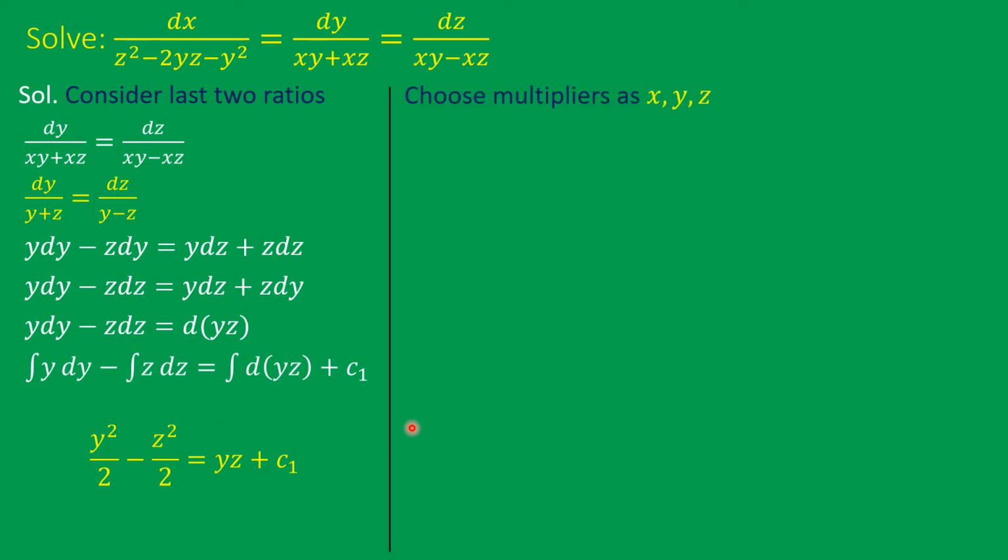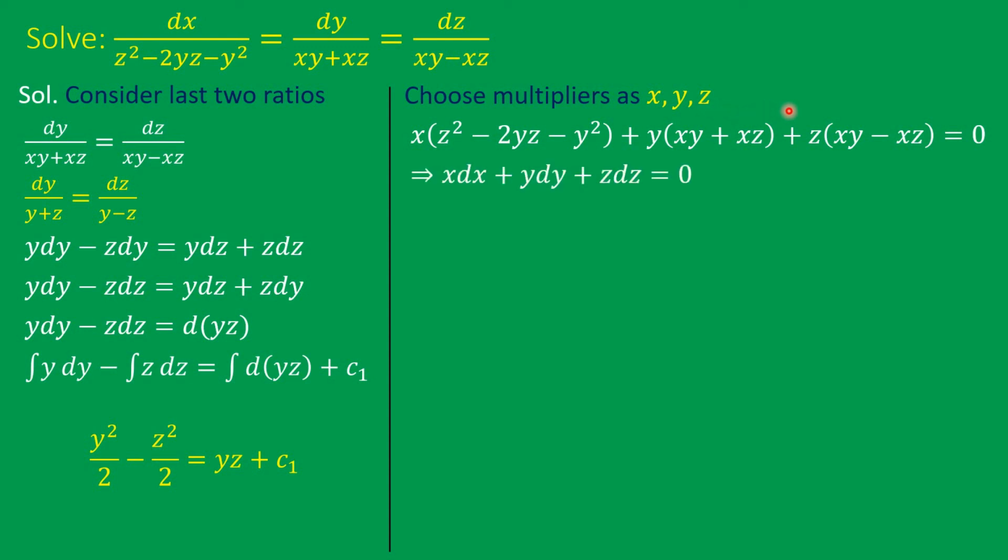So now for the second solution, let's choose multipliers x, y and z. And now see, x into p, so this is our p, right? So x into p plus y into q plus z into r. We can verify that this equals 0. So we got a set of multipliers such that lp plus mq plus nr is equal to 0. This implies x dx plus y dy plus z dz has to be 0. And so we got another differential equation which can be solved easily.